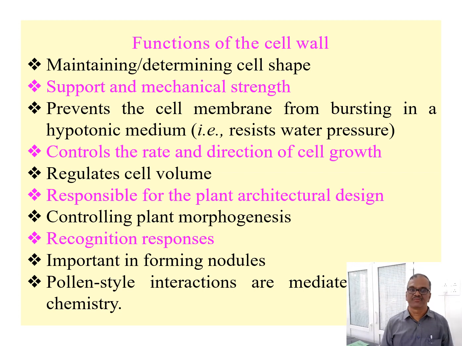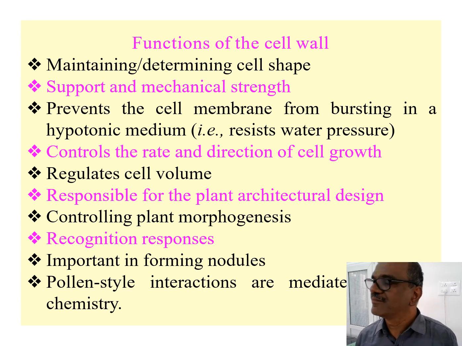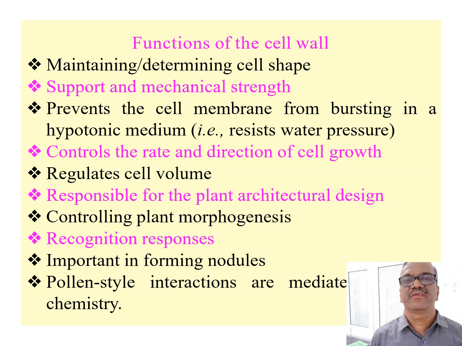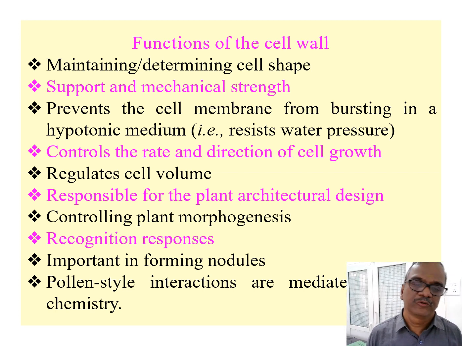What are the functions of the cell wall? You can write yourself, it is self-explanatory. First one is cell shape. The shape is decided. There are differences between the animal cell and the plant cell in the shape. Maintaining and determining the cell shape.